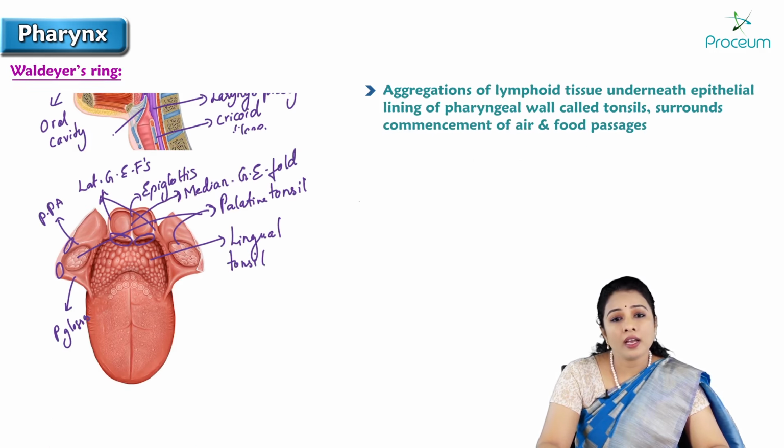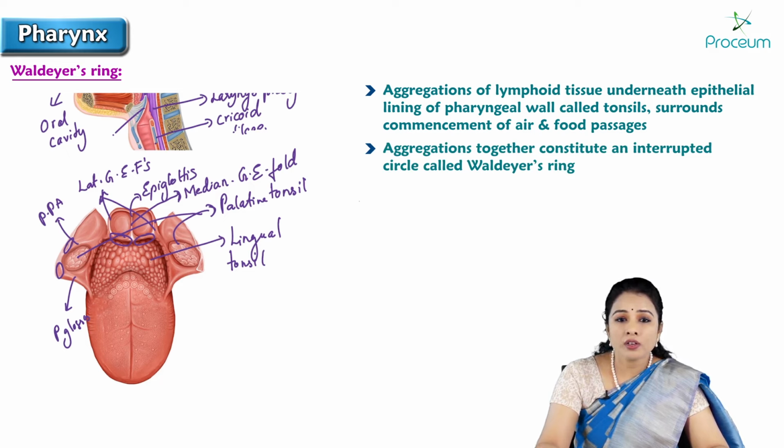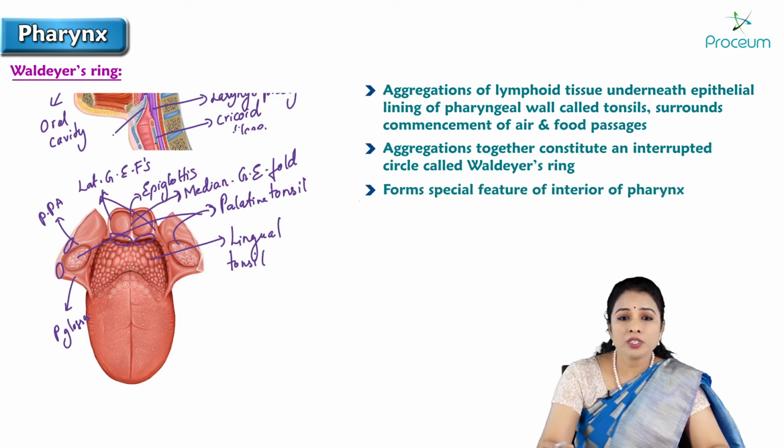Waldeyer's ring: the aggregations of lymphoid tissue underneath the epithelial lining of the pharyngeal walls, called tonsils, which surround the commencement of the air and food passages. These aggregations together constitute an uninterrupted circle called Waldeyer's ring, which forms a special feature of the interior of the pharynx.